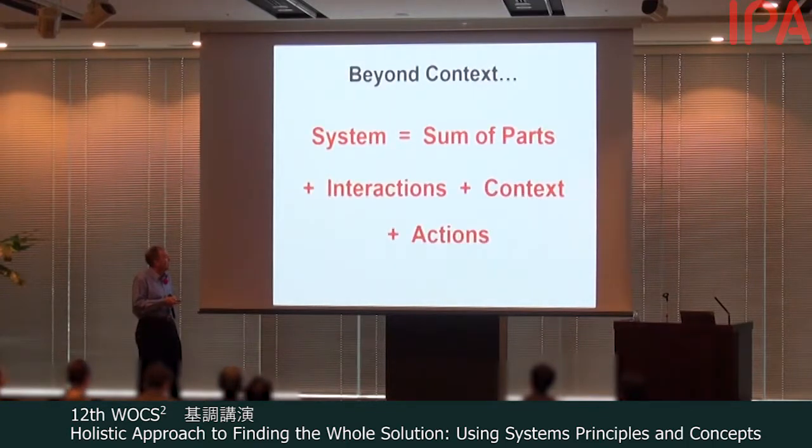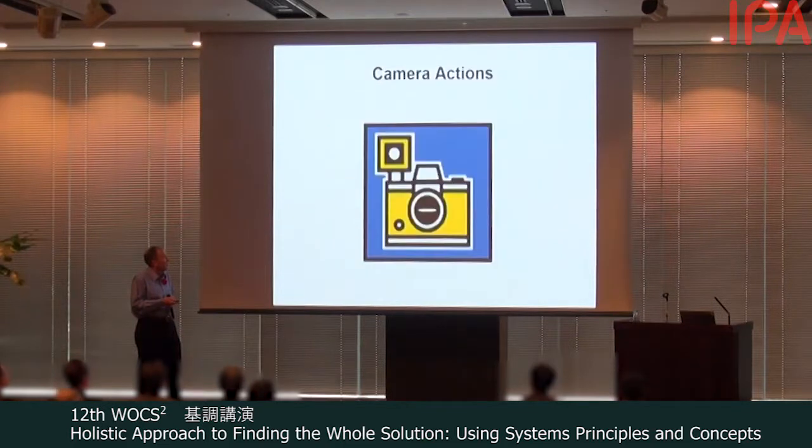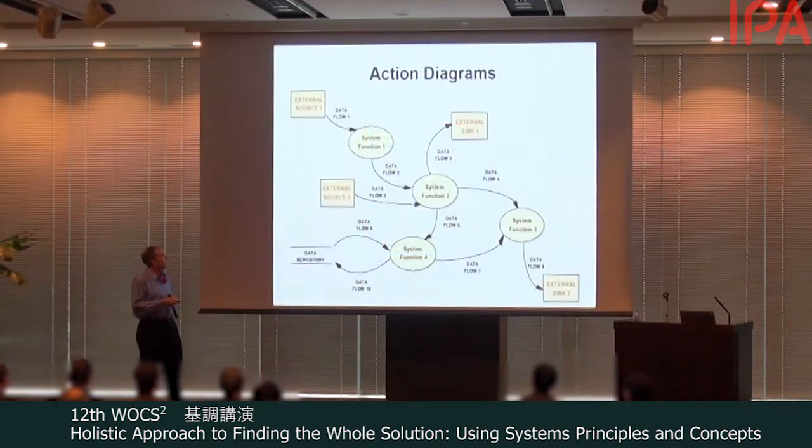So going beyond context, we have actions. What do the parts do? But just the parts doing their actions doesn't give you behavior until you combine the actions with the relationships to give you interactions, because it's the interactions that give you the holistic properties that we find beneficial in our systems. So it's very common for engineers to do functional modeling, data flow modeling, object modeling, to identify the actions of the system. And then we typically allocate the actions to the parts of the system, and we call that functional allocation.